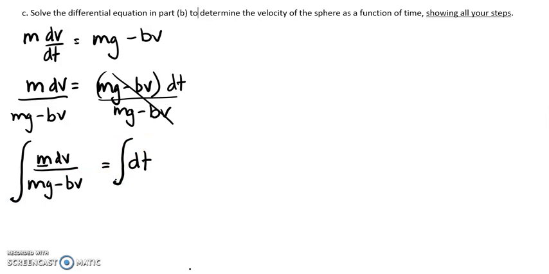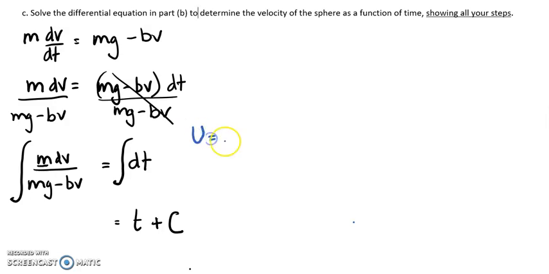Great. So now we can go ahead and do the integral. This is going to be fun. Let's see, the right-hand side looks pretty darn easy. The integral of dt is just going to be t plus a constant c. The other side looks a little bit trickier. I'm going to go ahead and do u substitution. I'm going to put it in a different color just to see.